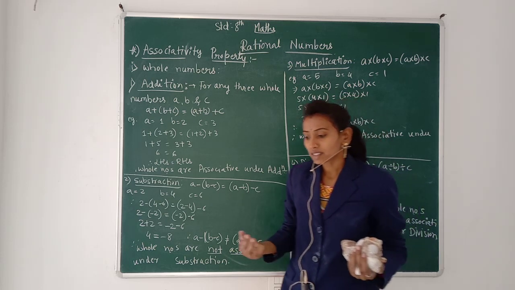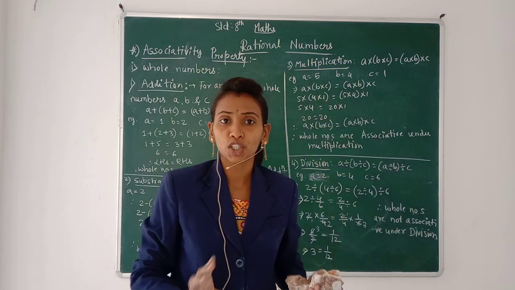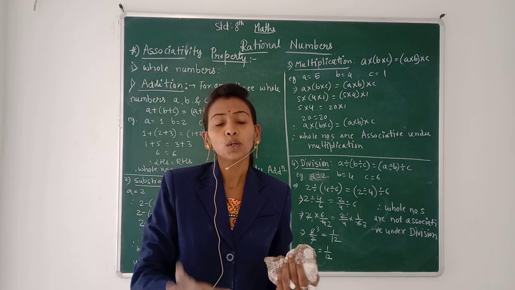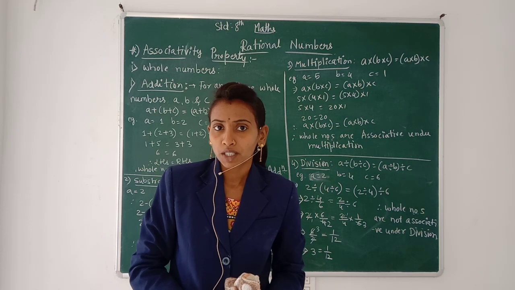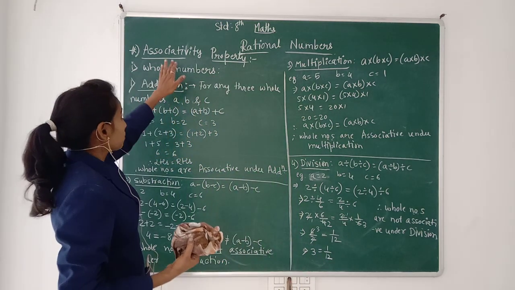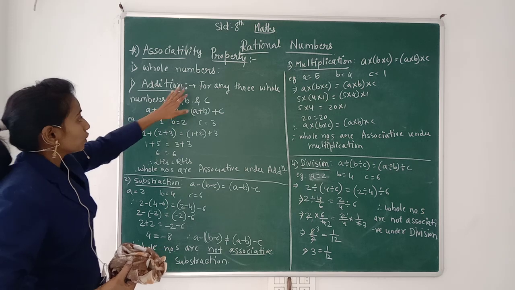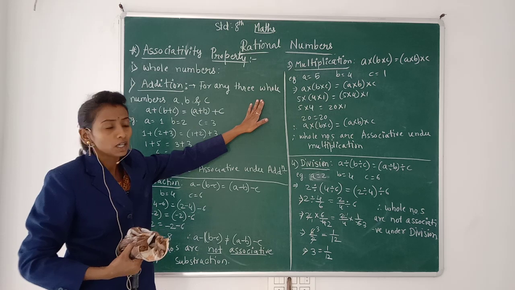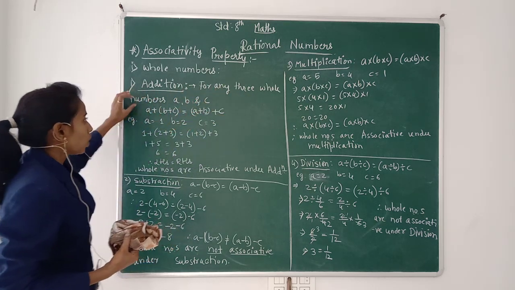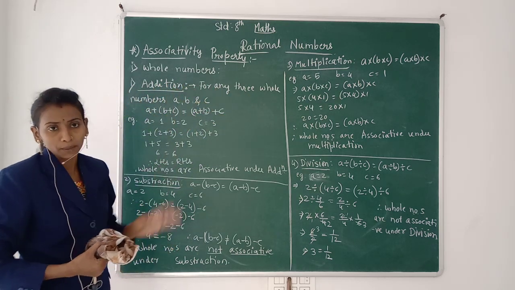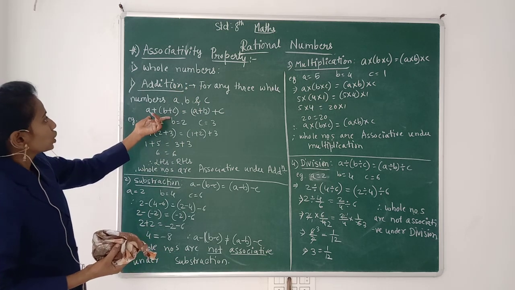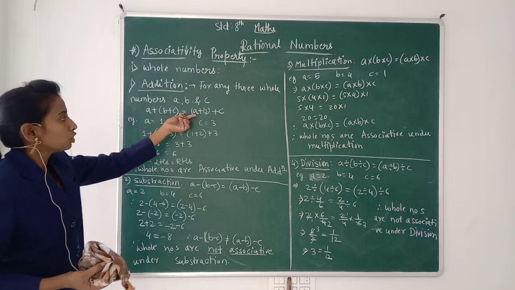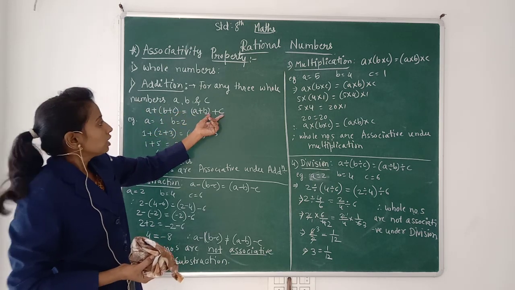In our previous class for the closure property and commutative property, we used any two whole numbers, any two integers and any two rational numbers. But when we discuss the associative property, we have to take three whole numbers or three integers or three rational numbers. So I have taken any three whole numbers A, B and C. What does the associative property tell? A plus in the bracket B plus C must be equal to in the bracket A plus B plus C.